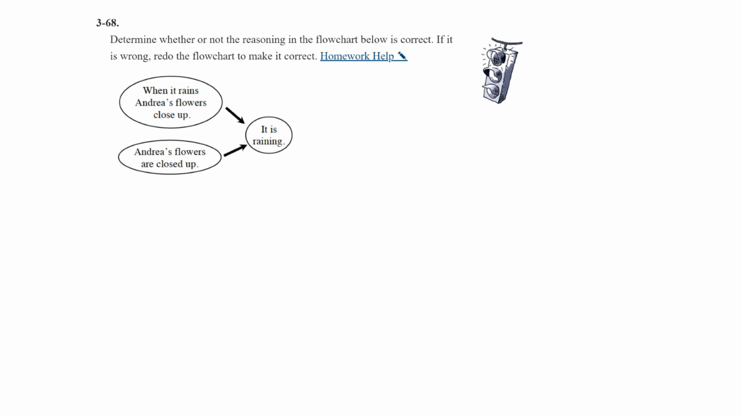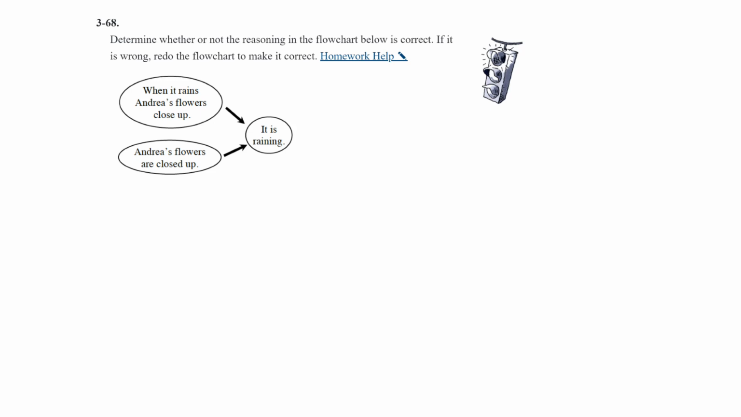All right, so when it rains, Andrea's flowers close up. So we know when it's raining that happens. Also, Andrea's flowers are closed up. But it doesn't say that that's the only reason they close up. So this would be incorrect to state that it is raining. We don't know it's raining. They could be closed up for a different reason.